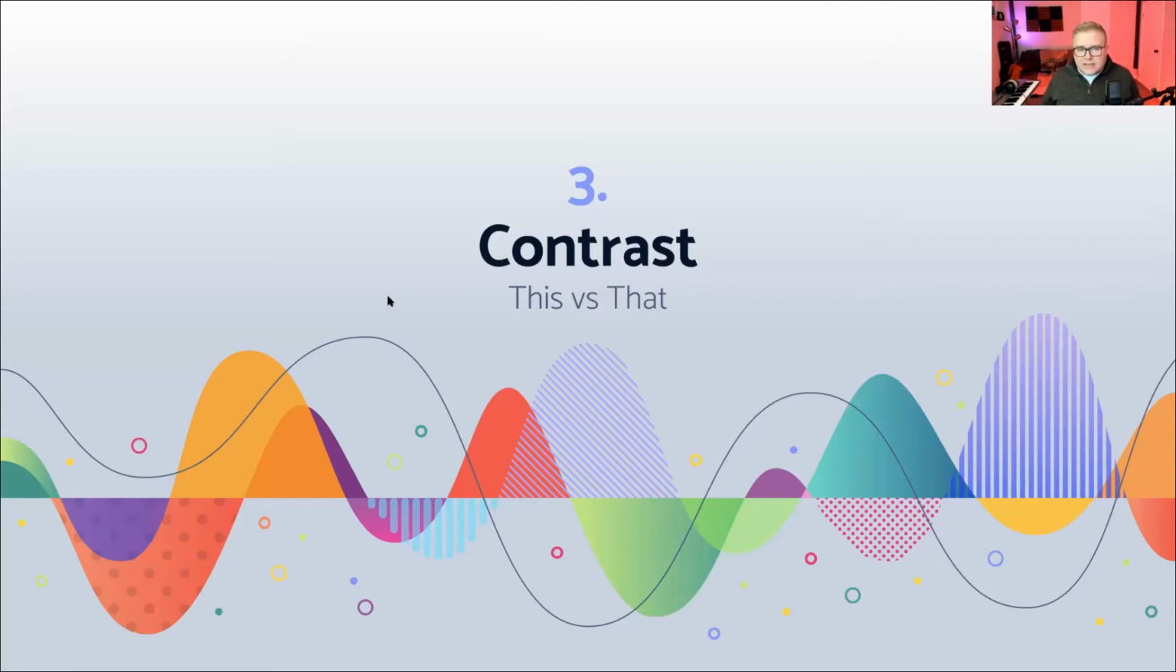And contrast is sort of the relief from repetition, right? So you don't want something to be overly repetitive because that becomes monotone or rote, right? So you want to balance similarity and change. So contrast is exactly that. It's this versus that. So it's something versus something else.